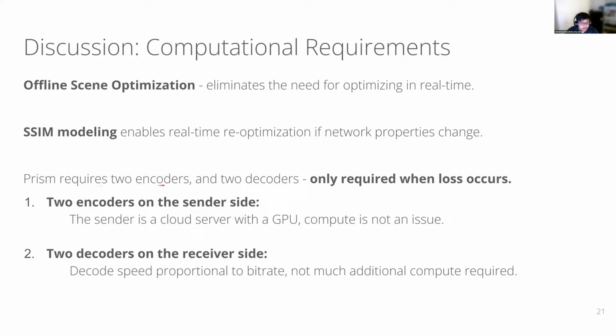In addition, Prism requires 2 encoders and 2 decoders, but note that it's only required when packet loss occurs. It's not required during normal operation. On the sender side, 2 encoders is not a problem because it's a cloud server with a large GPU, which typically have multiple video encoders. On the decoder side, it also requires 2 decoders when loss occurs, but the observation here is that the decode speed is typically proportional to the bitrate, and since Prism splits the overall available bandwidth across 2 streams, it doesn't actually increase the amount of computation by much.